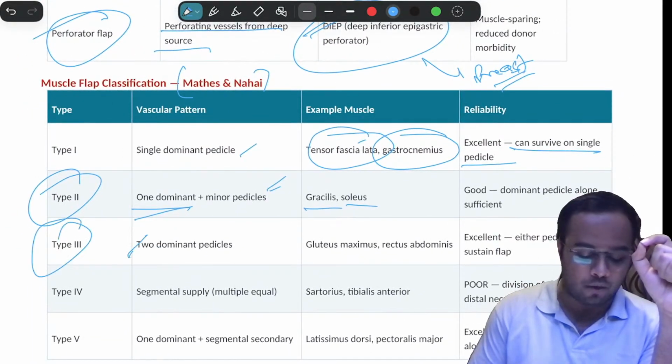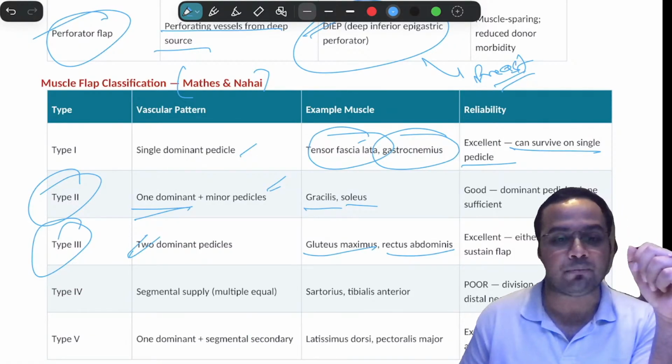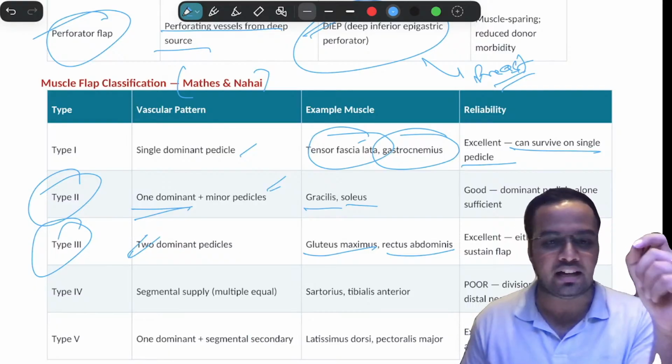Type 3 means 2 dominant pedicles, in large muscles of the body, like gluteus maximus and rectus abdominis. So in rectus abdominis we have the superior epigastric and the inferior epigastric artery which are going to supply the muscle.